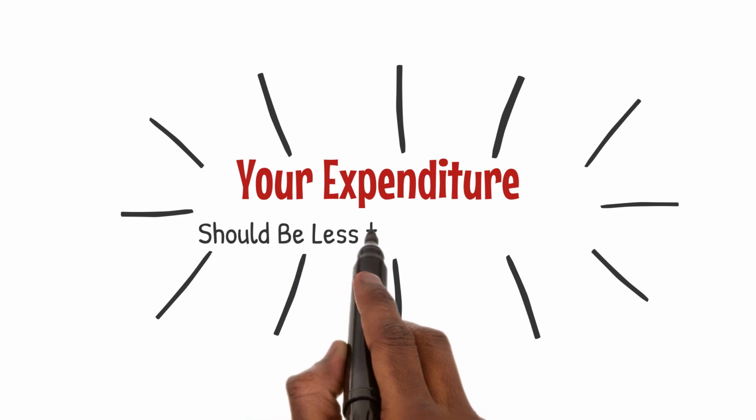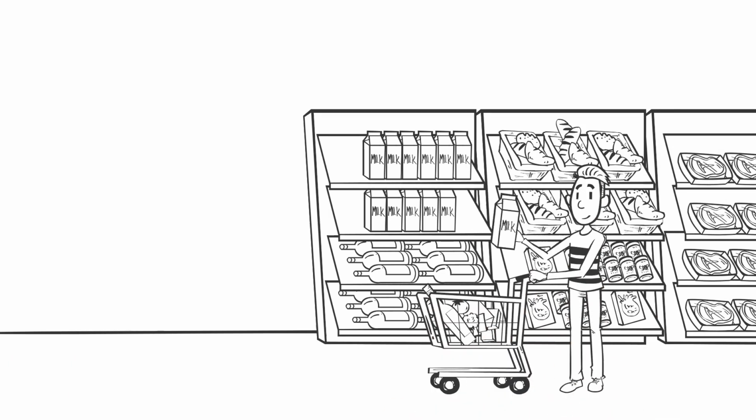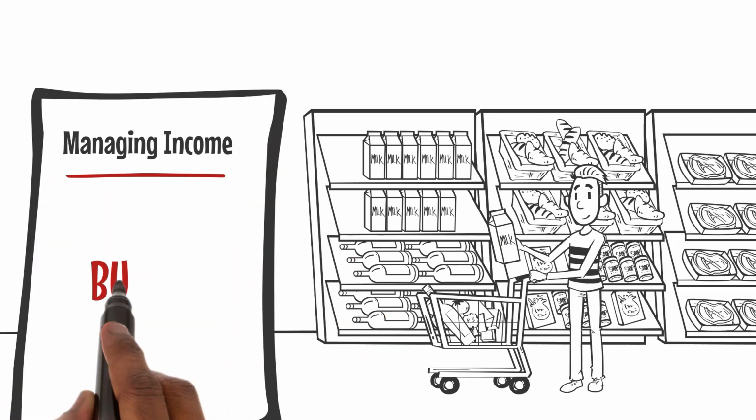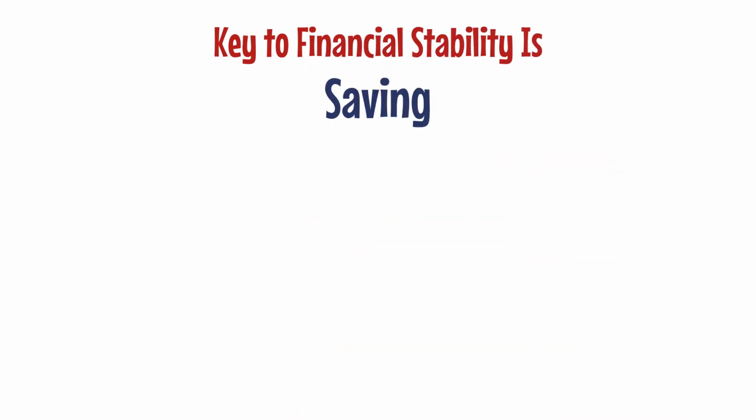So, the golden rule is, your expenditure should be less than your income. This means planning your spending carefully to stay within your budget. We call this managing income. And to do that, you need a spending plan, also known as a budget. But the key to financial stability is saving.